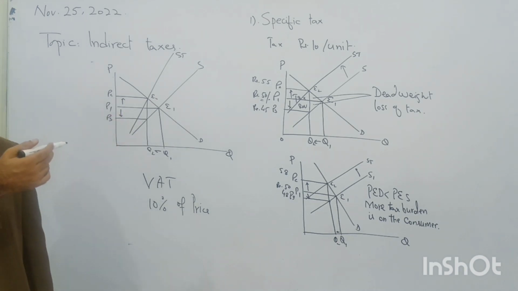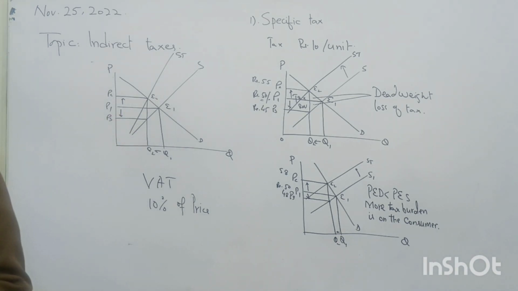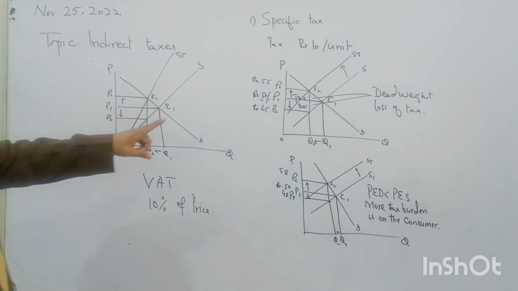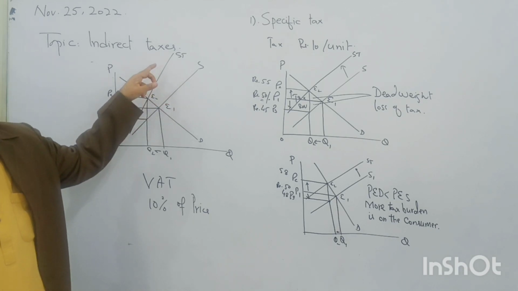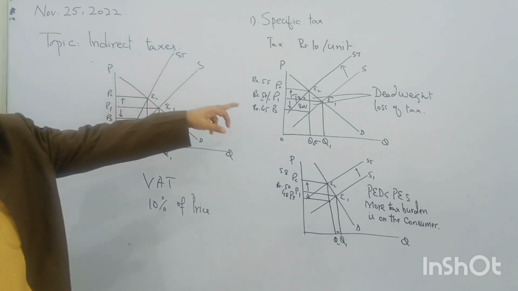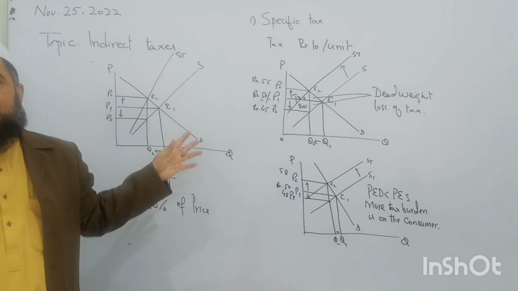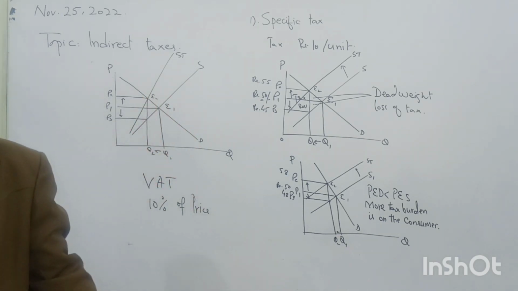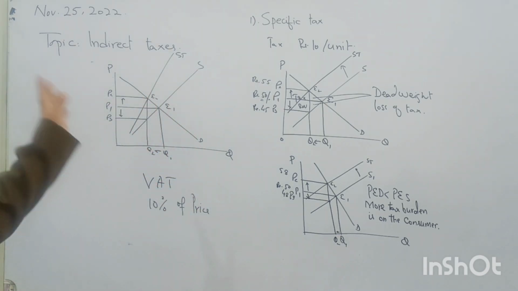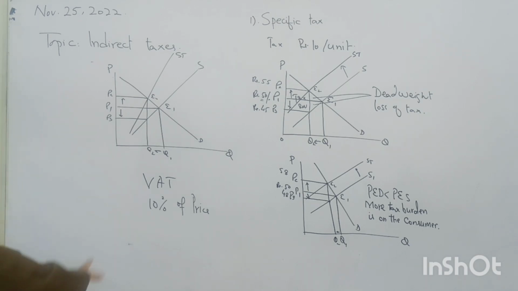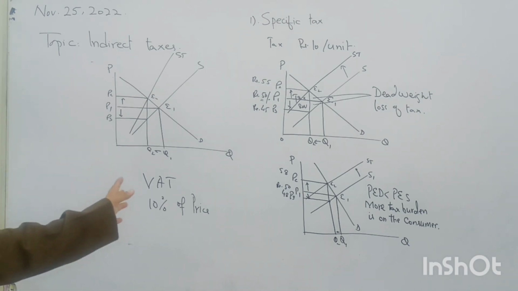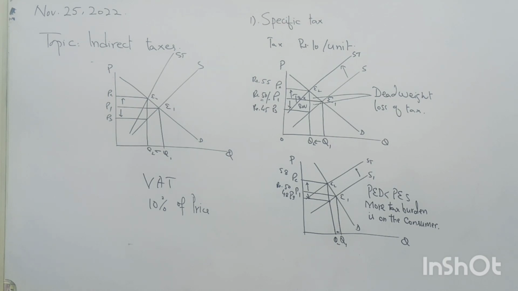And who will bear the more burden? Again, it will depend upon the relative price elasticities of demand and supply. The difference between the two diagrams is that here supply is having a non-parallel shift, and in that case there was a parallel shift. The rest of the analysis will remain the same. In case of tax, the consumer will pay the higher price, and the seller will receive the lower price. Okay. So indirect taxes, specific tax and value added tax, we have completed today.